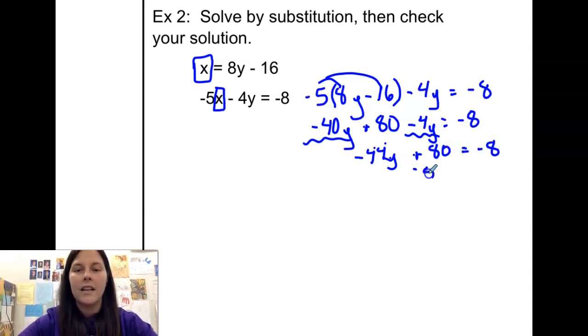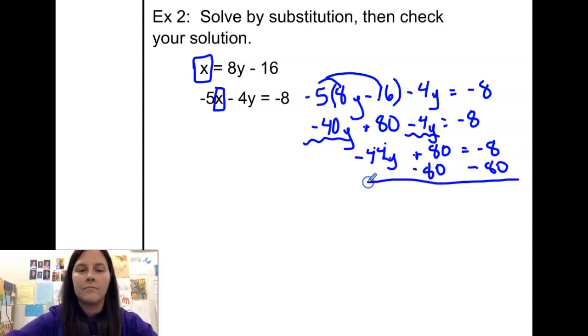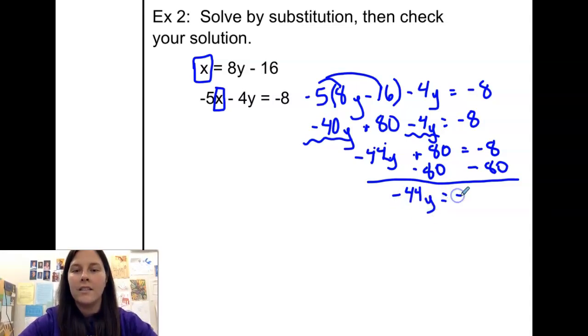And then canceling that 80, subtracting 80 from both sides, leaving us with a negative 44y on the left and a negative 88 on the right. To get y alone, we'll divide both sides by that negative 44. And we get y equals 2.